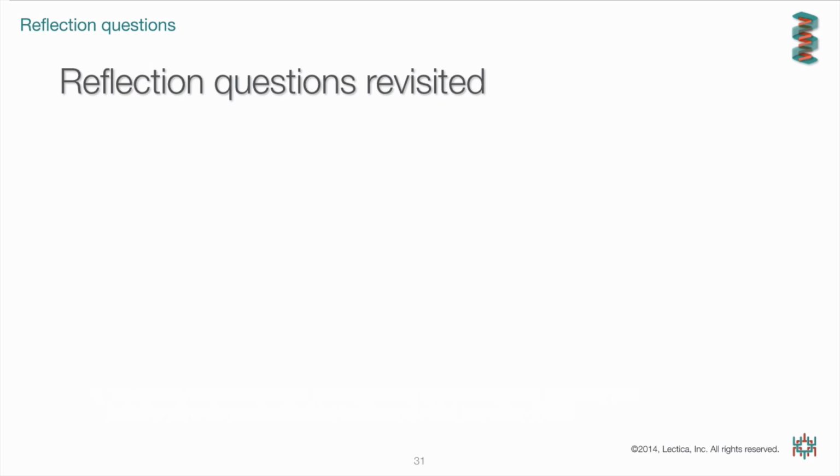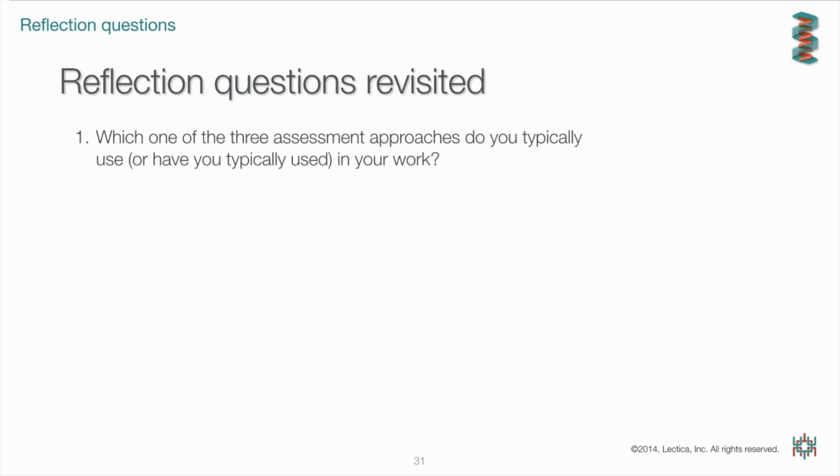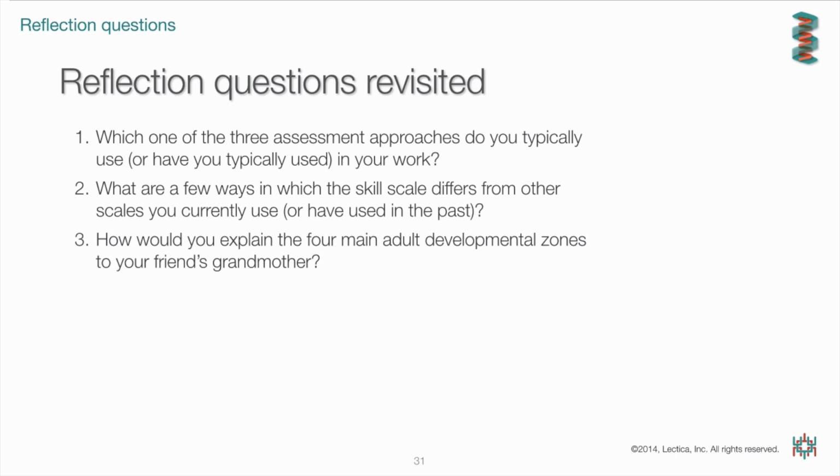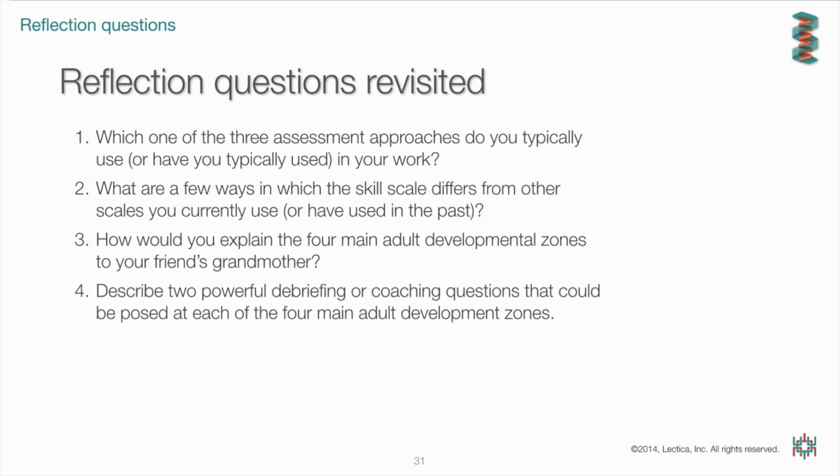Let's briefly revisit the reflection questions we started the session with. 1. Which one of the 3 assessment approaches do you typically use, or have you typically used in your work? 2. What are a few ways in which the Lectical Scale differs from other scales you currently use, or have used in the past? 3. How would you explain the 4 main adult development zones to your friend's grandmother? 4. Describe 2 powerful debriefing or coaching questions that could be posed at each of the 4 main adult development zones.